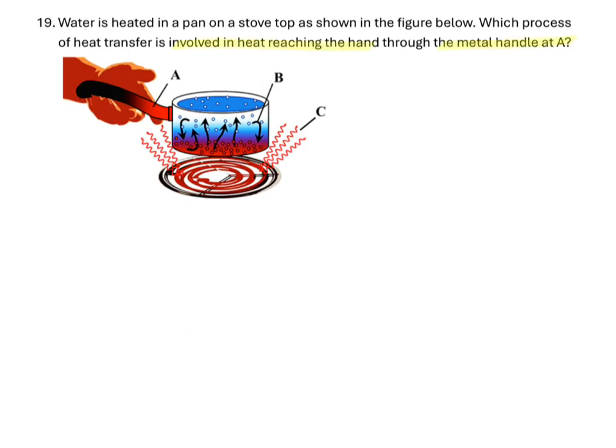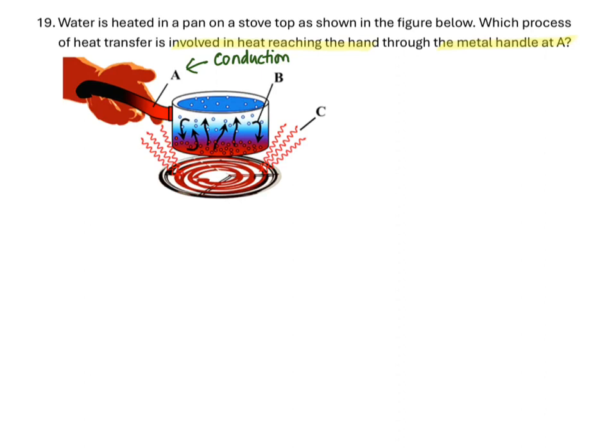So we can see that in the diagram there are three labeled parts: A, B and C. A is shown at the metal handle, B is shown for the fluid or the liquid which is there in the vessel or in the pan, and C is for the heat which is coming out from the stove top. So for A, which is in the metal handle, we know that it is convection because convection happens in solid.